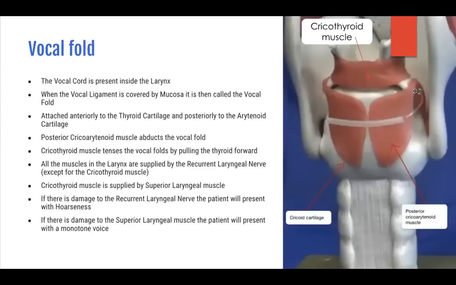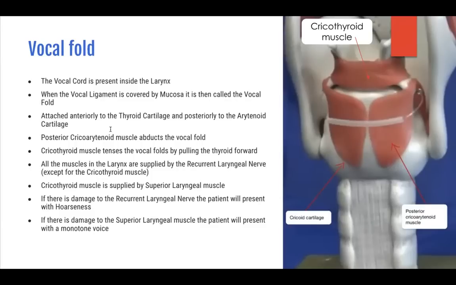Now, we're going to talk about the vocal folds. So the vocal cord specifically is inside the larynx. When the vocal ligament is covered by mucosa, that's what's called a vocal fold. That's the difference between a fold and the cord. Anteriorly will be the thyroid cartilage. So anything in front of this will be the thyroid cartilage. Posteriorly is attached to the arytenoid cartilage.